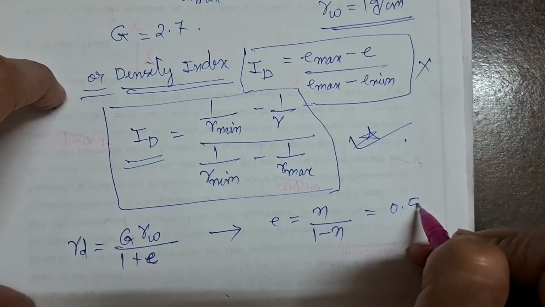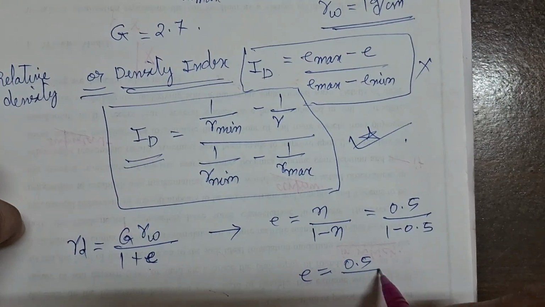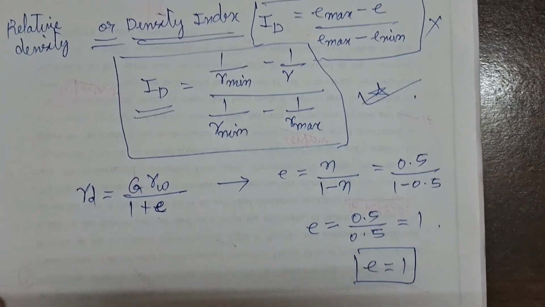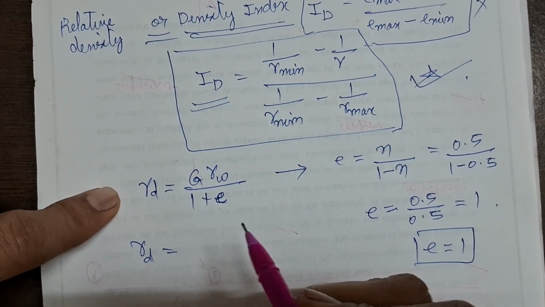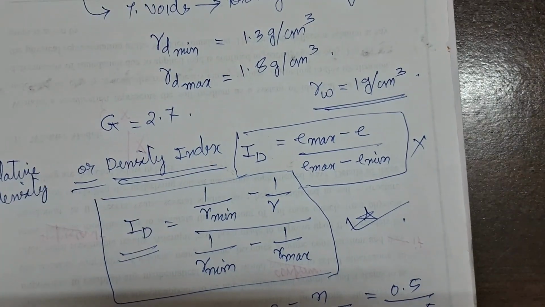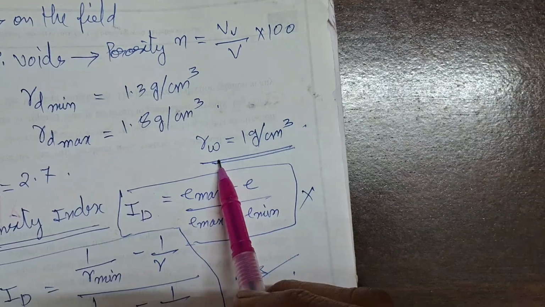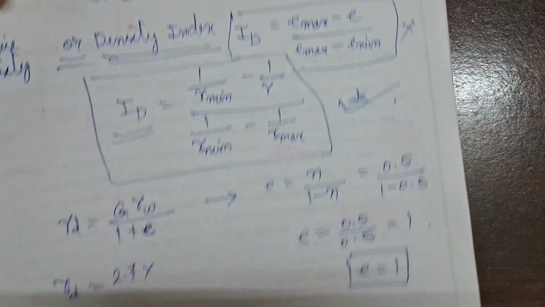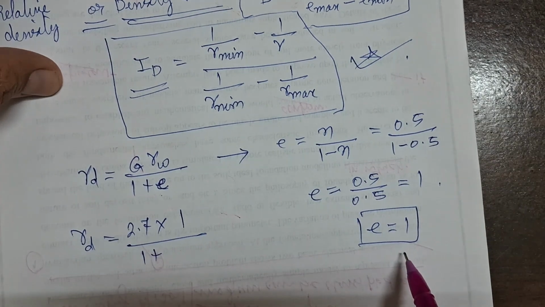So it will be 0.5 upon 1 minus 0.5. So e is equal to 0.5 divided by 0.5, so e is equal to 1. Now just substitute the value. Gamma d equals G, which is given as 2.7. Gamma w, as I told you, will be 1 gram per centimeter cube. Here don't take 9.81 kilonewton per meter cube, because everything is given in gram per centimeter cube. So gamma w we take as 1 gram per centimeter cube only. So gamma d equals 2.7 into 1 divided by 1 plus e, where e is 1.